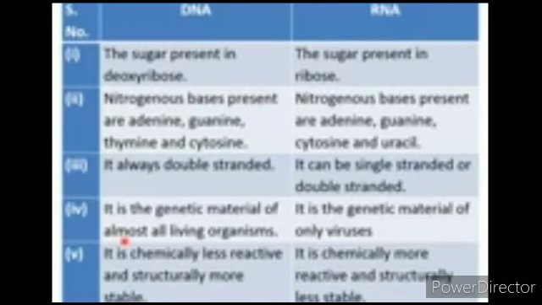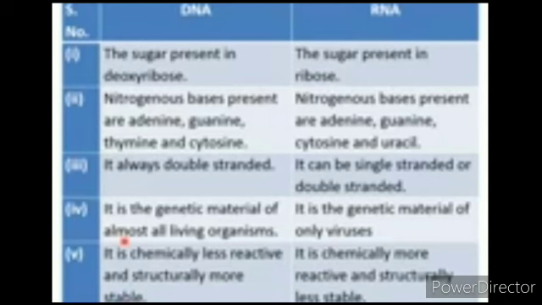Now we should see the differences between DNA and RNA. In DNA, the sugar present is deoxyribose. In RNA, the sugar present is ribose. In DNA, the nitrogenous bases are adenine, guanine, thymine and cytosine. In RNA, the nitrogenous bases are adenine, guanine, cytosine and uracil. DNA is double-stranded. RNA is always single-stranded.